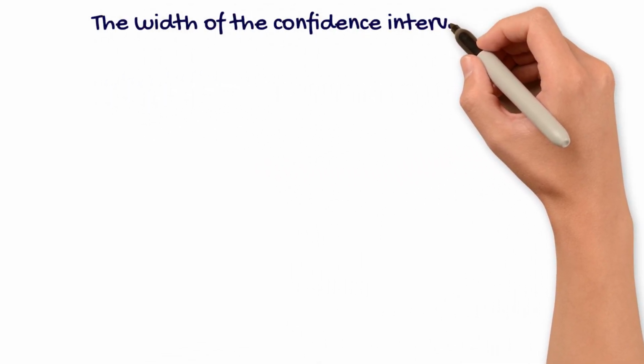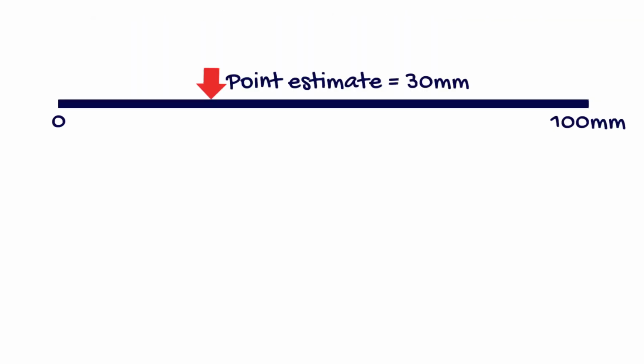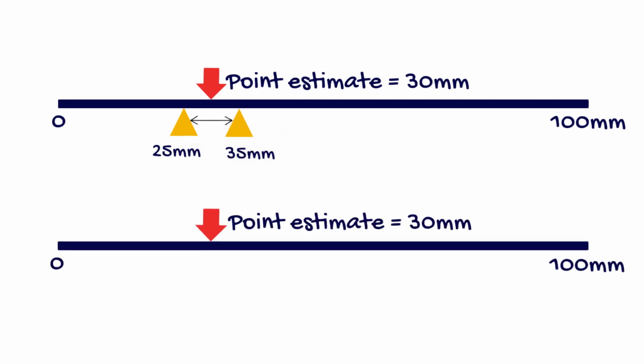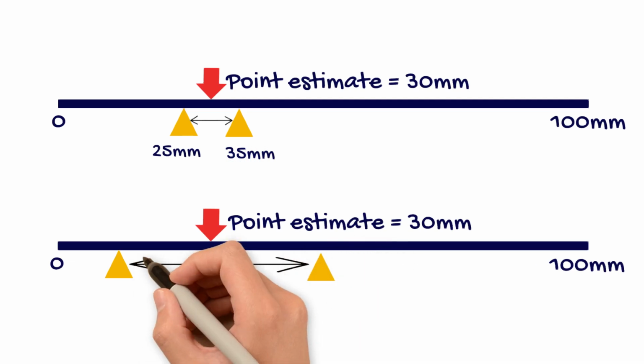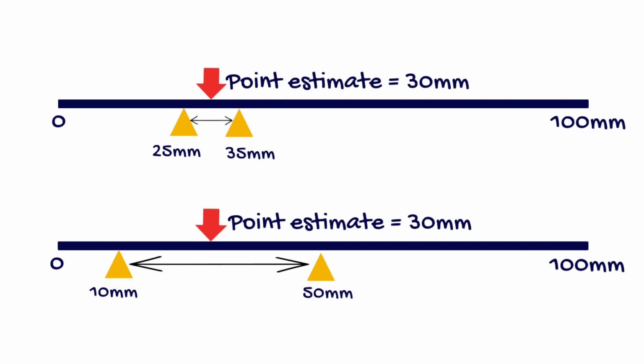The width of the confidence interval tells us how precise our point estimate is. A narrower confidence interval indicates a more precise estimate with less uncertainty, while a wider interval suggests less precision and greater uncertainty. To illustrate, compare a point estimate of 30 millimeters on a 100 millimeter visual analog scale with a 95% confidence interval ranging from 25 to 35 millimeters, to the same point estimate with a 95% confidence interval ranging from 10 to 50 millimeters. The confidence interval in the top example is narrower. Therefore, our point estimate is more precise, and our overall level of certainty is higher.